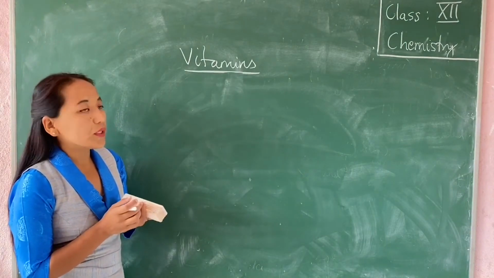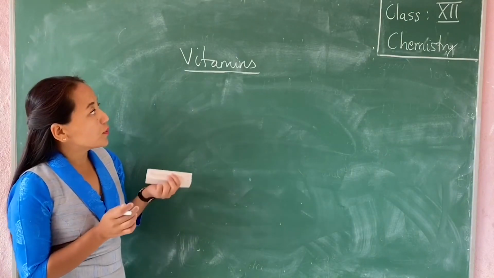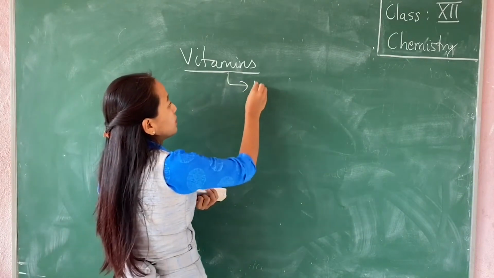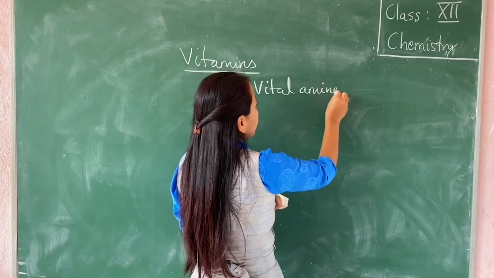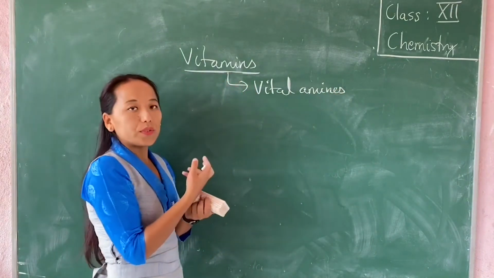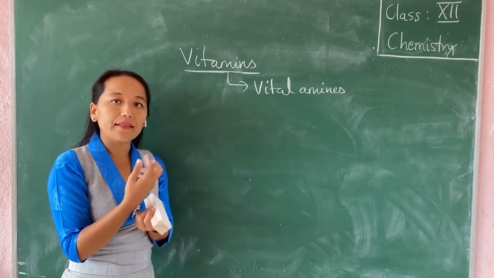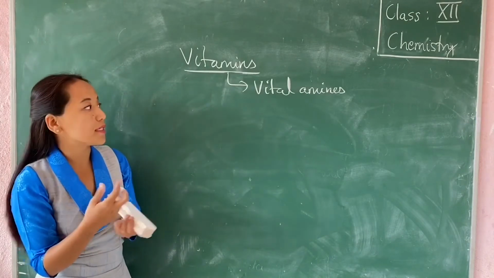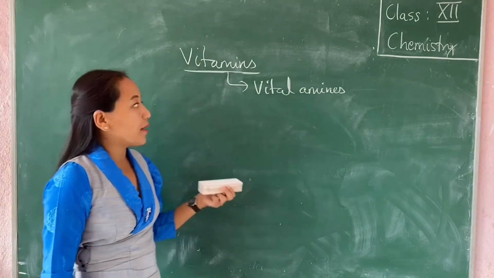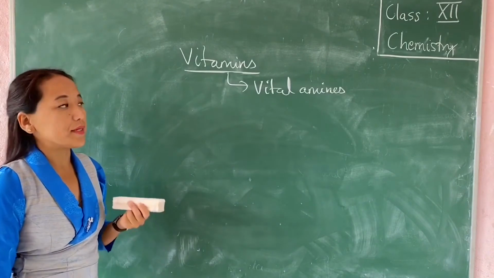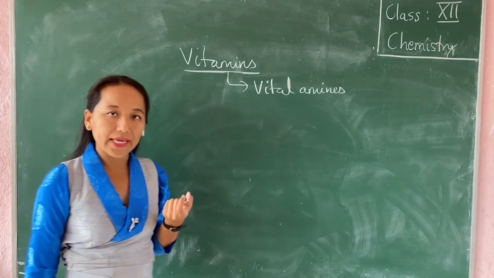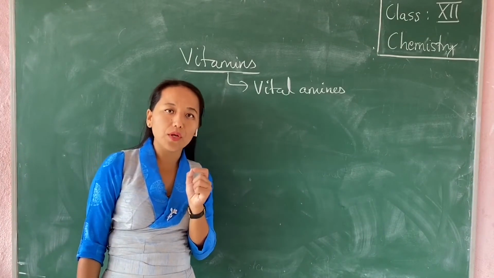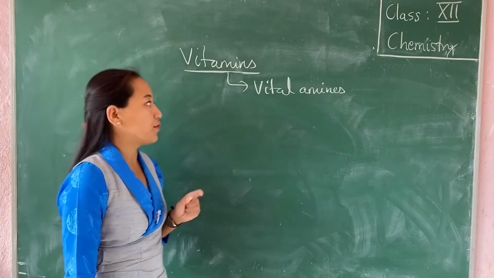Now to begin with, what are vitamins? The word vitamin is coined from the term vital amines. Before, it was thought that all vitamins contain an amine group, but then they realized that most of the vitamins do not contain an amine group. Therefore, the name was changed to vitamins. Now, vitamins are defined as the organic compounds which are required in small amounts for a specific biological function.